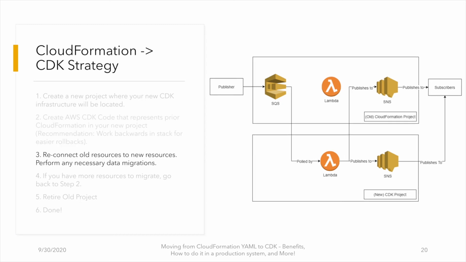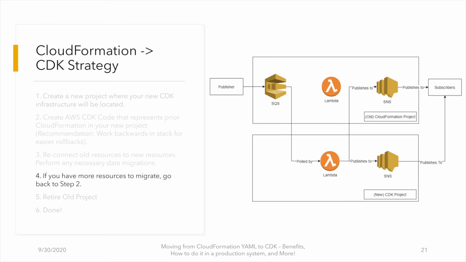Step 3 will be straightforward. Connect your old SQS to your new Lambda. Connect your new Lambda to your new SNS topic. While the Lambda was easy to move since it is stateless, we will soon see the differences when moving a stateful service, in our case, the SQS queue, but similar concepts would also apply to technologies like Amazon S3.